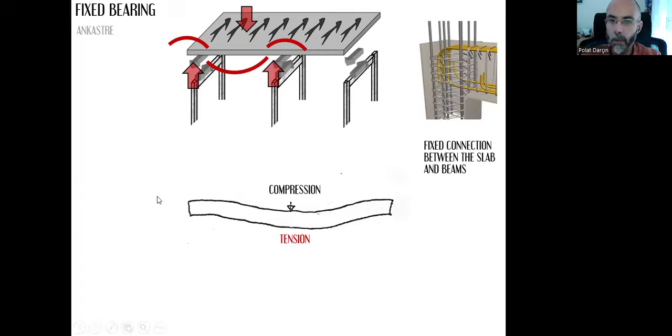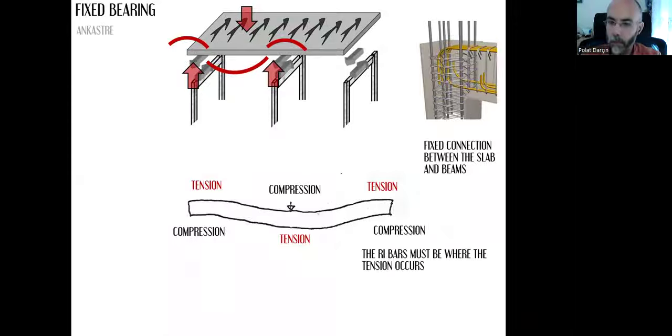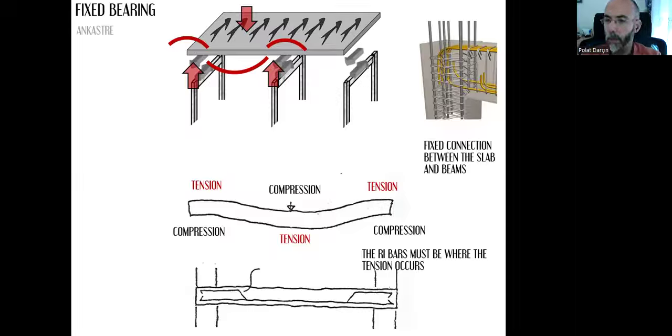However, with this connection with the beams, the compression will occur in the lower part and there will be tension in the upper part. So again, we need bent bars to follow where the tension is. So it starts here and moves towards the lower part. And then if there is one more beam, again, it needs to go upwards.